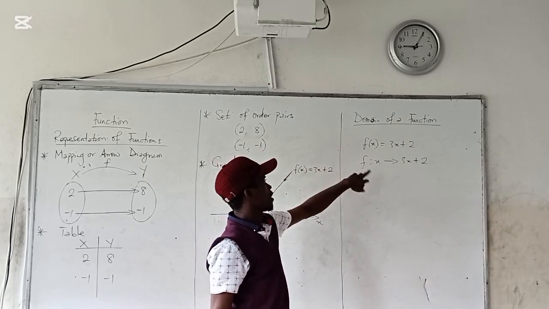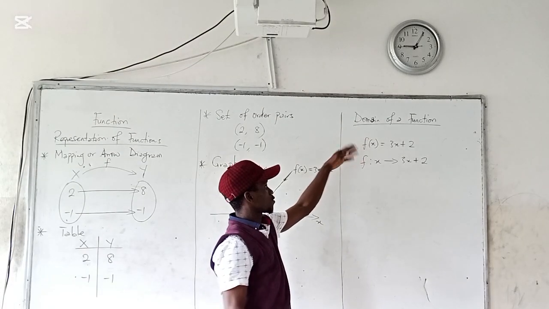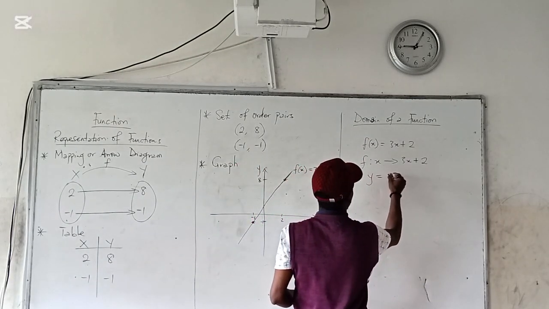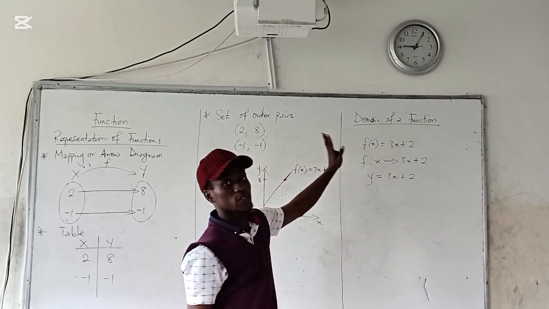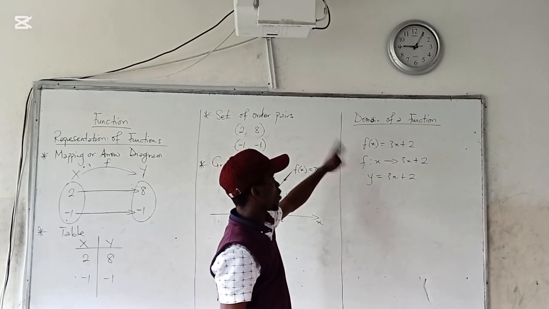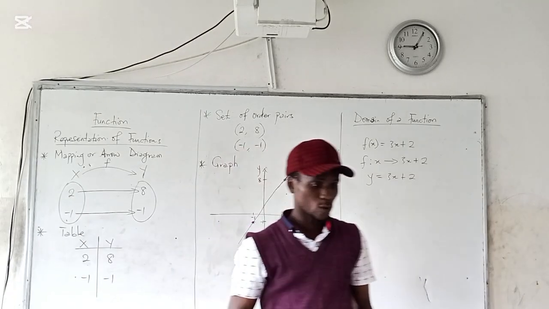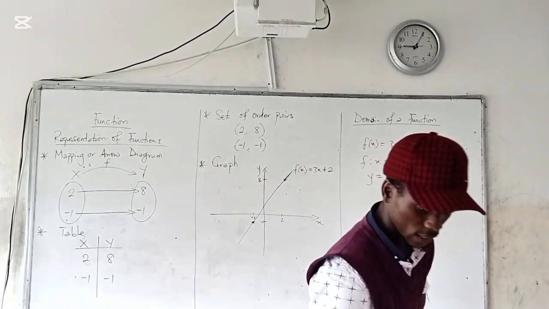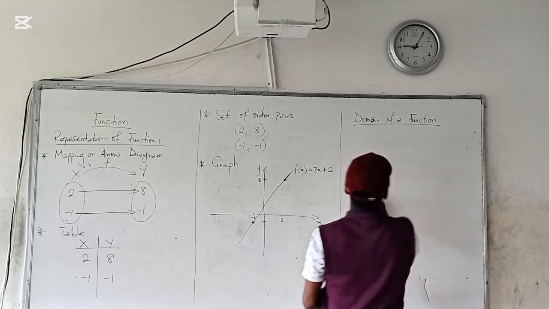You can represent, if you see this is the same thing as this. And you can also represent it as y equals 3x plus 2. The three of them mean the same thing. Are we together? It all means the same thing. So these are different ways you can denote a function. Now, let's look at how to find the domain of the function.